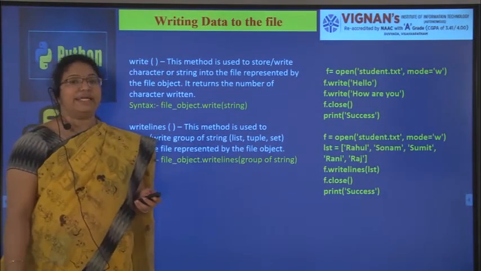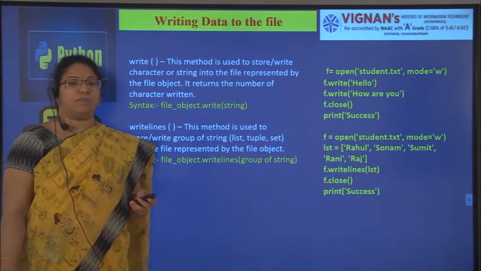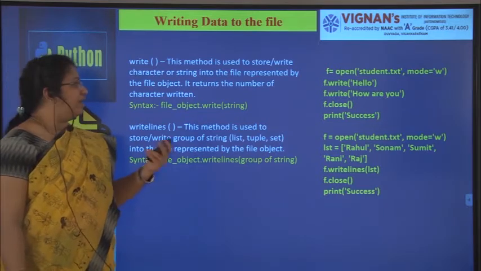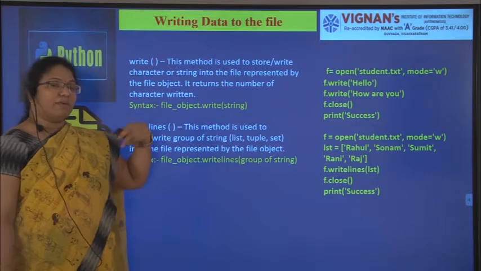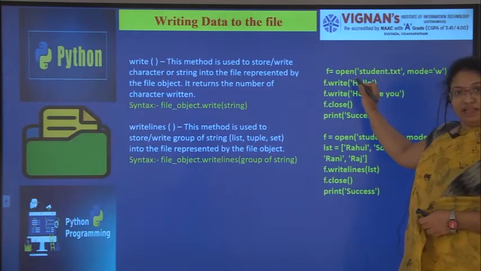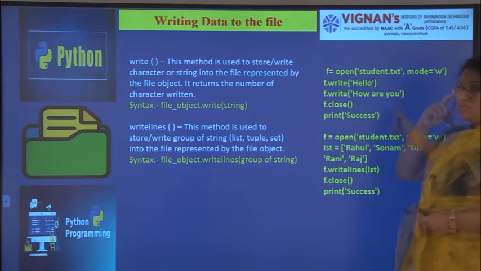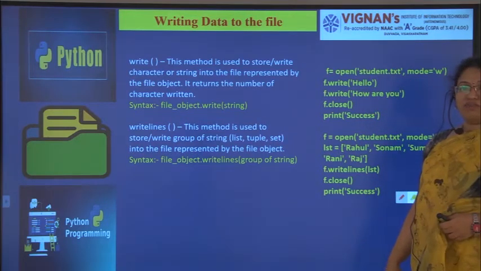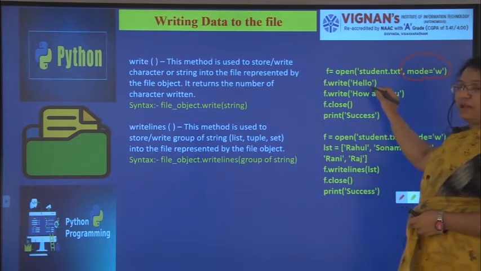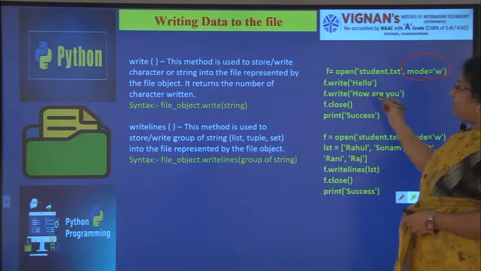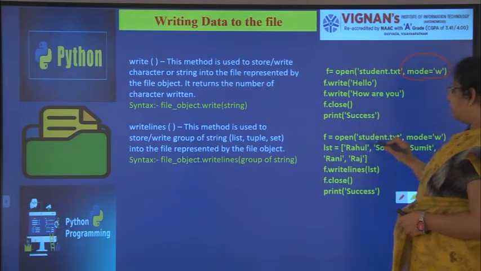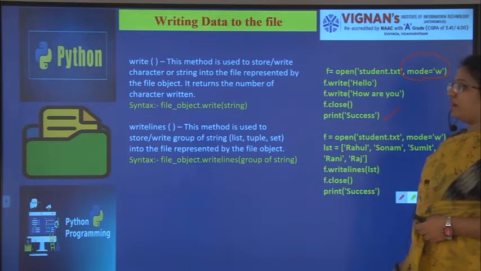Next, coming to writing data into the file. How do we perform the writing operation? The write method is used for storing or writing data into the file, and it returns the number of characters that we have written. You see here, I am opening a file. Let us consider the file name is student.txt. The mode is write mode, and I am writing some contents into the file: write hello and write how are you. Then after performing the operation, I close the file pointer. This is the way you can perform writing to a file.